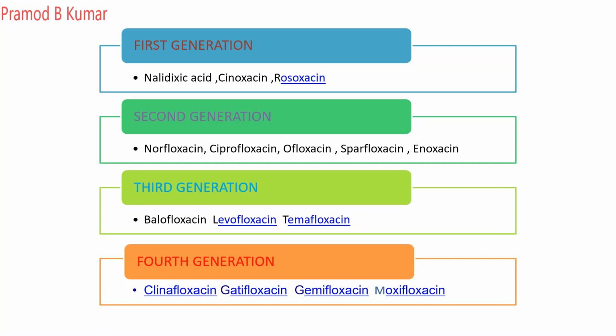Third generation are lomefloxacin, levofloxacin, and temafloxacin. And the fourth generation quinolones are linafloxacin, gatifloxacin, gemifloxacin, and moxifloxacin. So these are some examples of your quinolones as per their generation. Generation means as they were discovered: first generation, second generation, third generation.